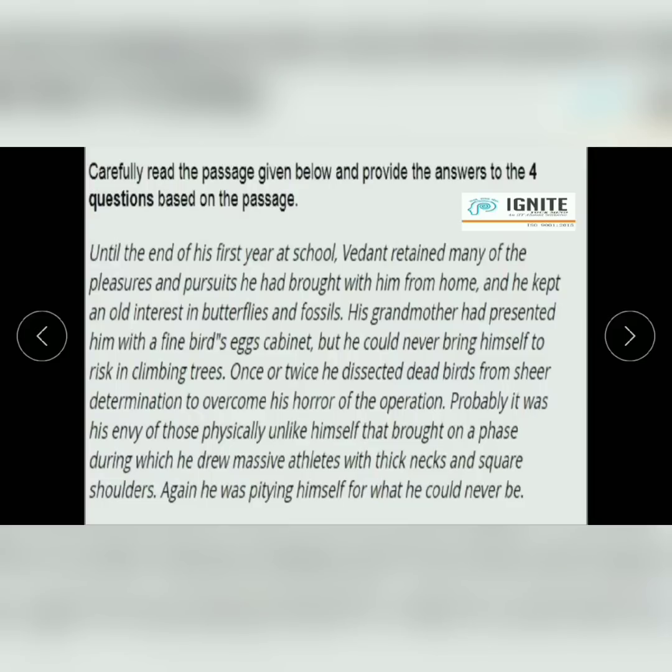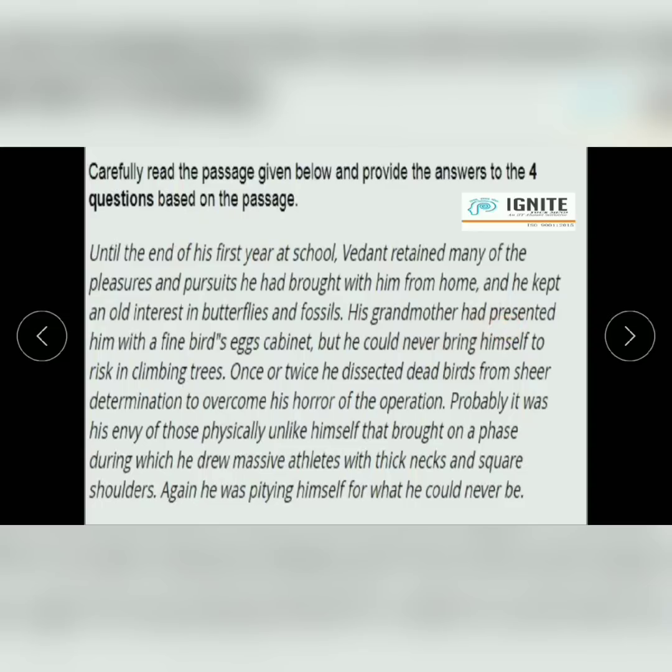Okay. This is the second question from English comprehension. Okay, read carefully this passage given below and provide the answers to the 4 questions based on the passage. Until the end of his first year of school, Vedant retained many of the pleasures and pursuits he had brought with him from home, and he kept an old interest in butterflies and fossils.